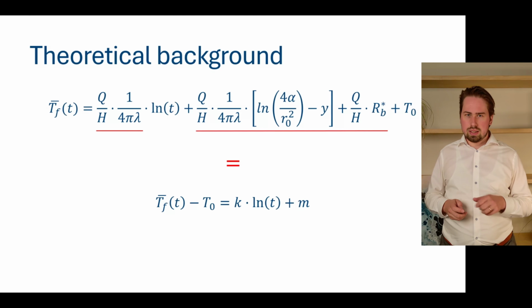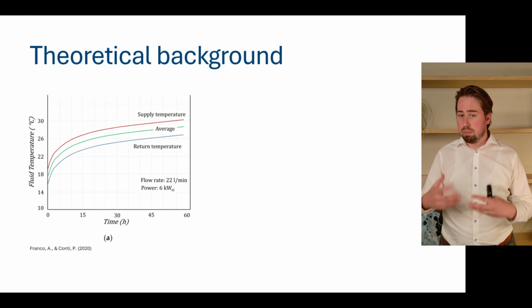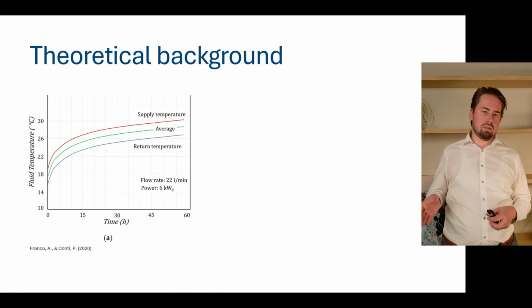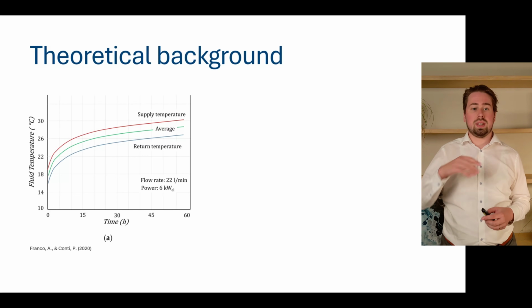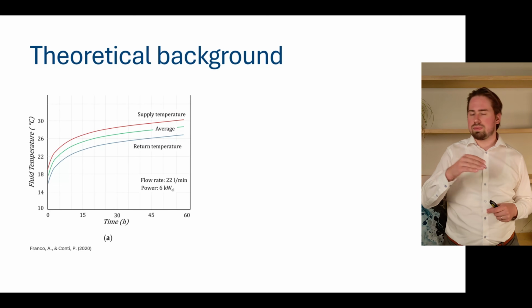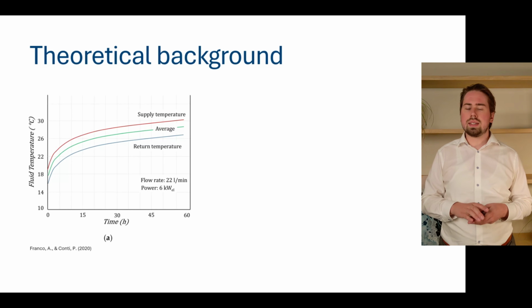Let us take a look at some graphs. Here we have typically the temperature that's being measured, and it behaves like a logarithm. So it goes steeply up, that's the transient zone, this initial period, and then afterwards it goes off more or less as a constant. And it's here where we can actually do the analysis.